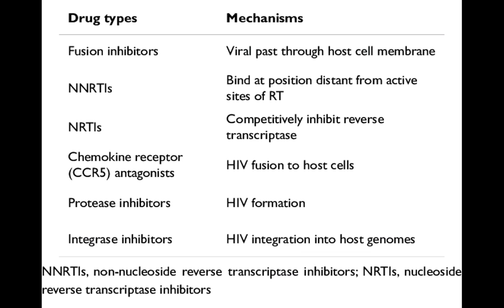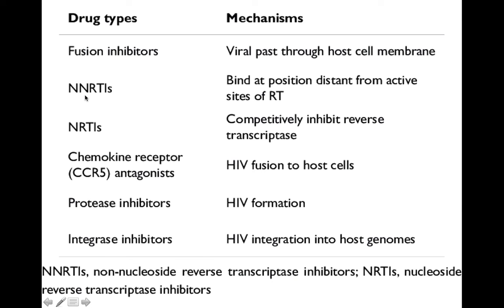So the types of drugs used for treatment of HIV. These drugs are generalized into these categories. Now we have fusion inhibitors. These fusion inhibitors prevent HIV from fusing with the body cells. The mechanism is that fusion inhibitors prevent viral passage through the host cell membrane.